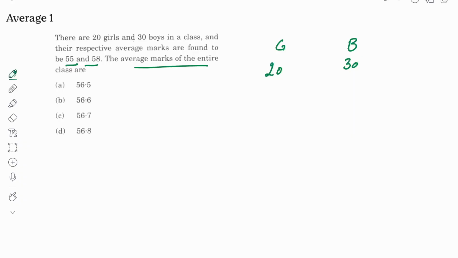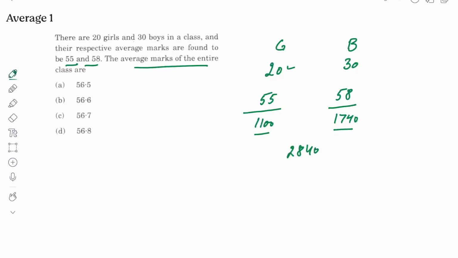The first strategy is where we calculate the sum. So 55 is the average in the case of girls, so the total adds out to be 1100. When we talk about the boys, the average marks they get is 58, and in this case the number comes out to be 1740, right? So when we take these two numbers, one way is we add them and we get a sum of 2840.